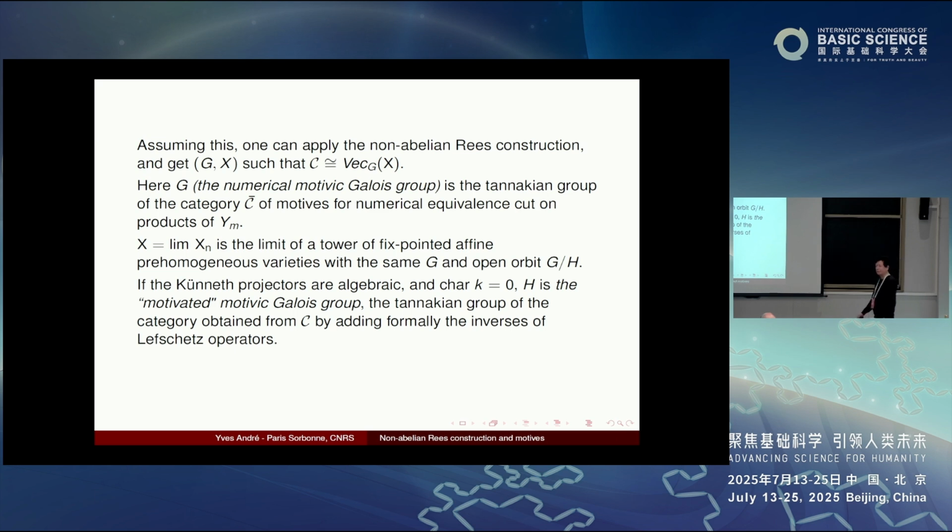So now, what is H? If the Künneth projectors are algebraic, and the characteristic of the base field K is 0, then H is just what I call the motivated Galois group. This is the Tannakian group of the category obtained from the category of Grothendieck motives by adding formally the inverse of the Lefschetz operators. And doing this in characteristic 0, one gets a Tannakian semi-simple category. So G is the numerical motivic Galois group, and H is the motivated Galois group.